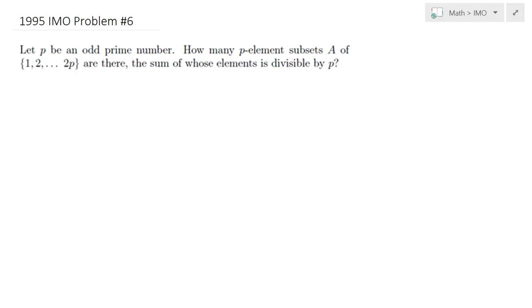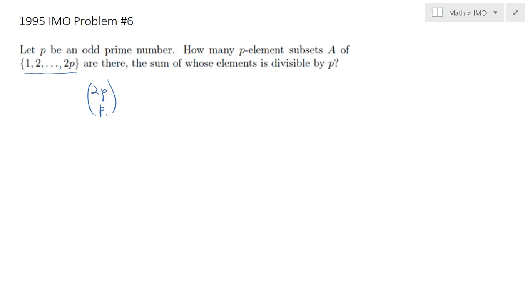Hello everybody, in this lecture we will be solving 1995 IMO problem number 6. We are given 2p elements, 1, 2 up to 2p, where p is an odd prime, and we would like to select p-element subsets from this set such that the sum of the p elements in those subsets would be divisible by p.